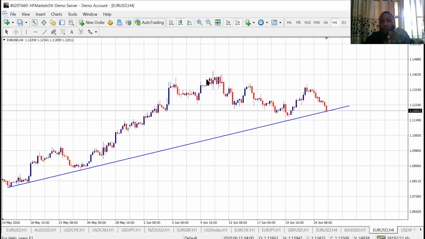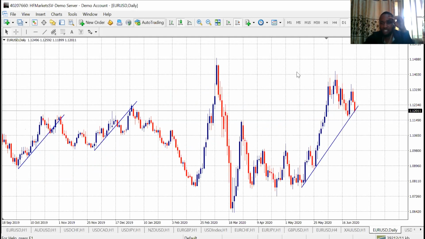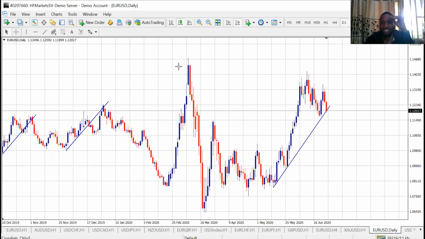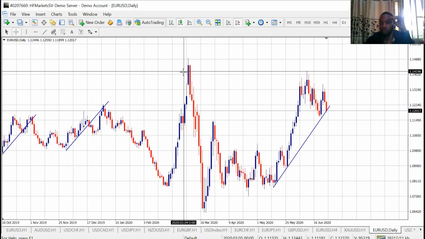This rejection area now, if I take my time frame back to a larger time frame, you see that rejection area is a significant resistance area. Let me show us. You can see this rejection area. It's a resistance area where you have to pay much attention.